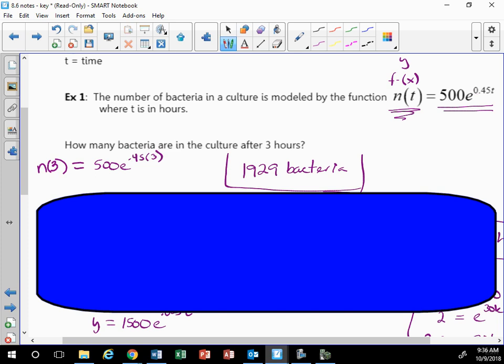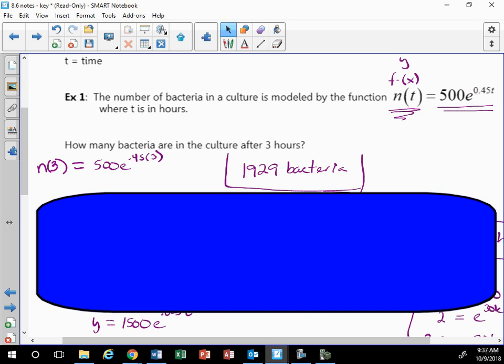Did you get about 1,929 bacteria? Why do you think I'm rounding to a whole bacteria? Yeah, we don't want parts of bacteria. I mean, we really don't want any bacteria at this point, but we don't want pieces of things, okay? So make sure you think about the context of what we're looking at. If we're talking about people, we don't want 8.2 people. I don't know what that means, so we want whole things.